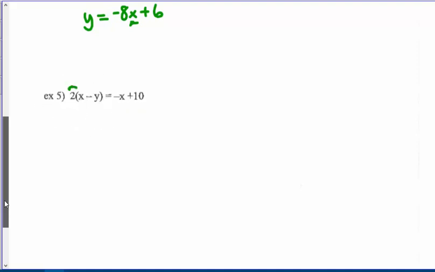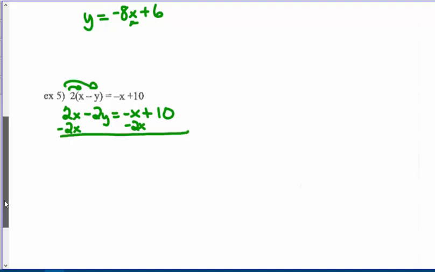So, 2 times x, 2x. 2 times negative 2y equals negative x plus 10. Well, I'm not going to move the smaller variable here. I want everything away from my y, so I'm going to subtract 2 x's from both sides, and I get negative 2y equals negative 3 x's plus 10.